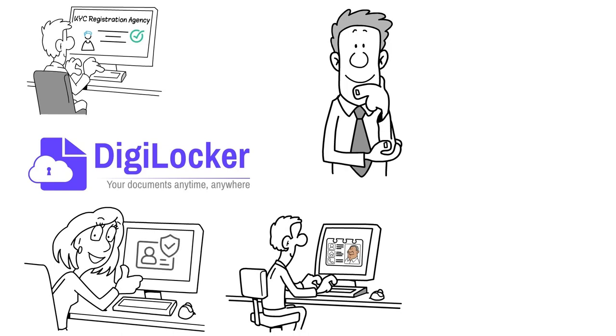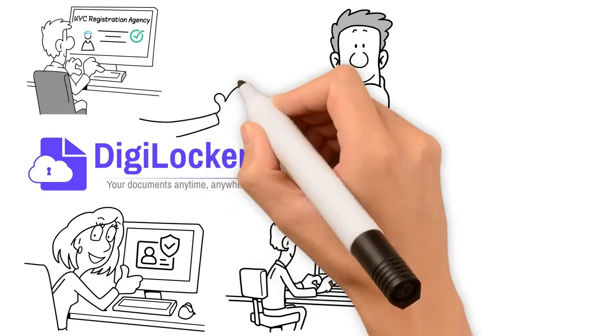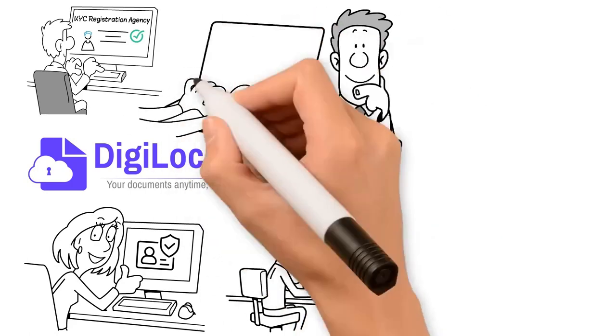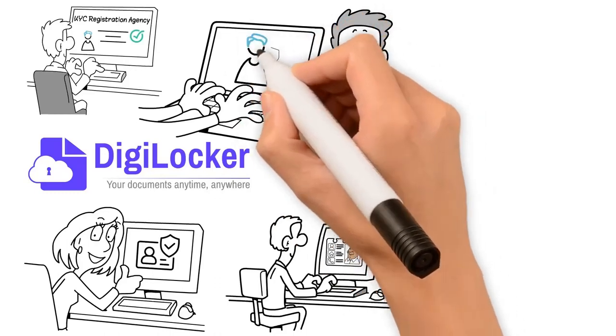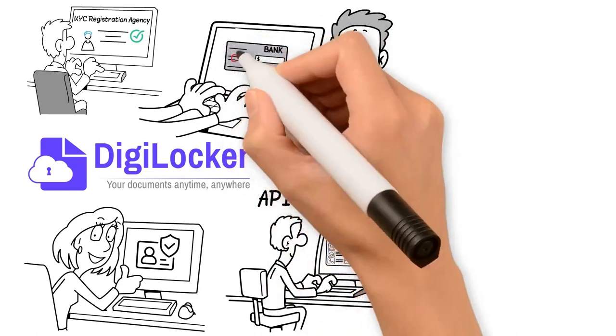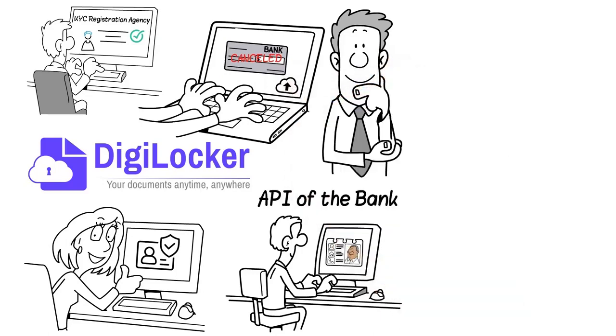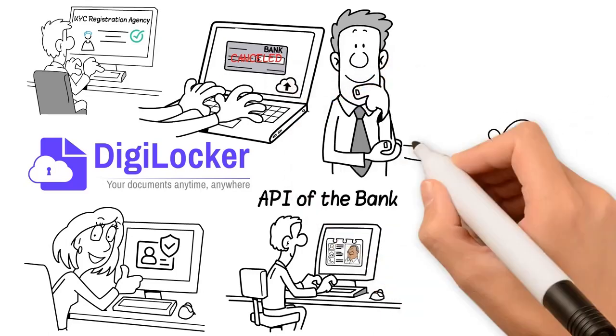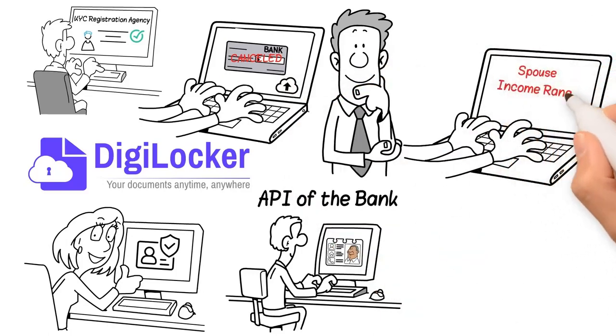SEBI registered NSDL DP verifies your PAN details, including the status of PAN seeding with Aadhaar using the income tax database. SEBI registered DP verifies your bank account details using penny drop mechanism or any other mechanism using API of the bank, or you may upload a copy of a signed cancelled cheque. Enter details such as details of spouse, income range, nomination or opt out of nomination, etc.